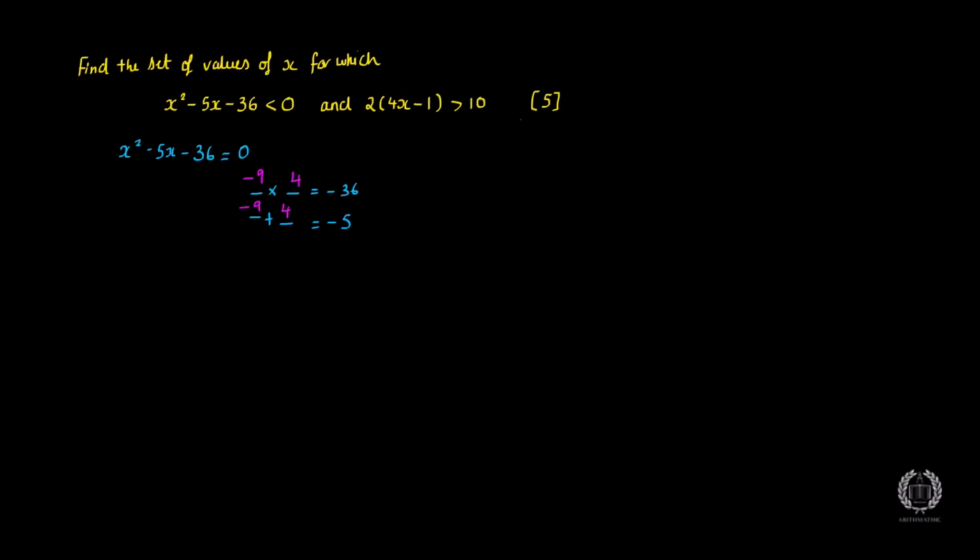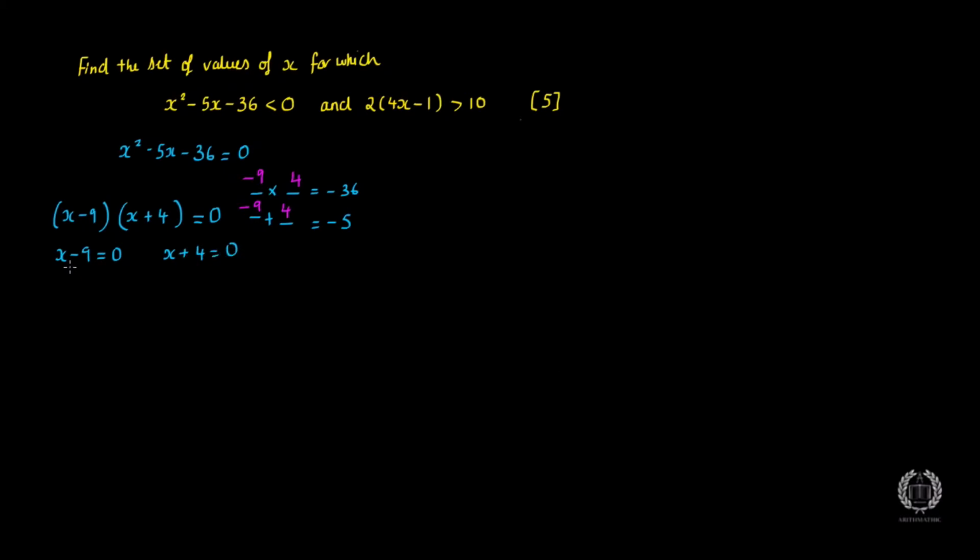Now all I have to do is put my two brackets, because since we're factorizing, I'm going to put this equals to 0. I'm going to put x here, and x here, and the two numbers that I found, I'm just going to add them here. So minus 9 and plus 4. That's all you do when you're factorizing. It's very simple. Now I have x minus 9 equals 0, and then x plus 4 equals 0.